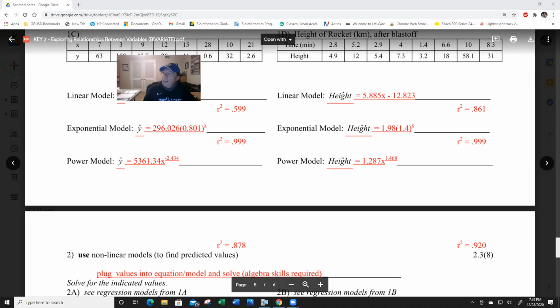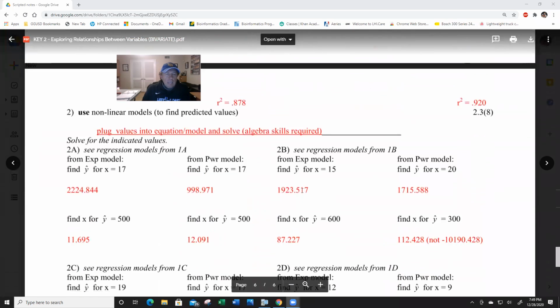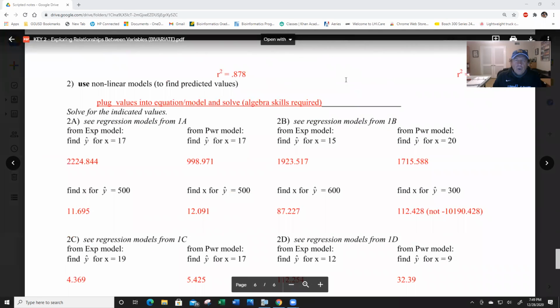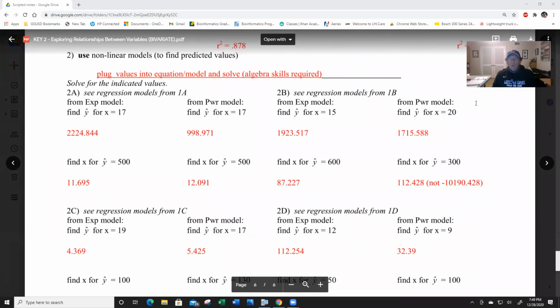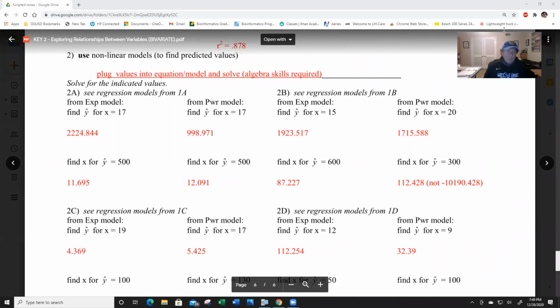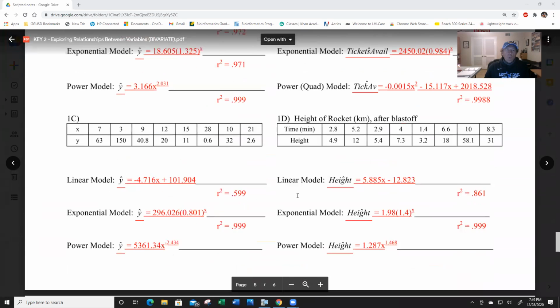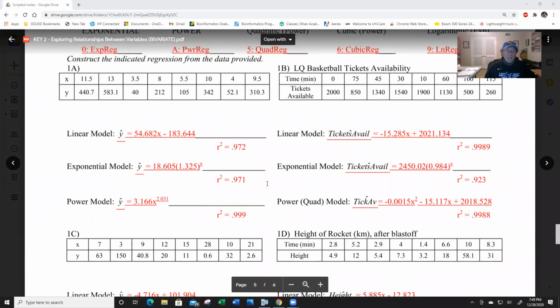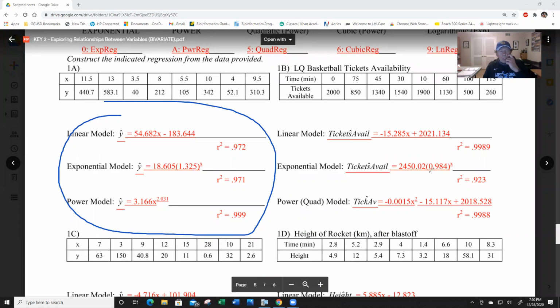All right. So now, for the most part, you're going to do this on your own. You really don't need me to do a whole lot of this, but let's check it out. Okay. See the regression models for 1A. So again, have 1A in mind, these models right here in mind, which I should circle for you. Have these in mind when we're doing these questions.